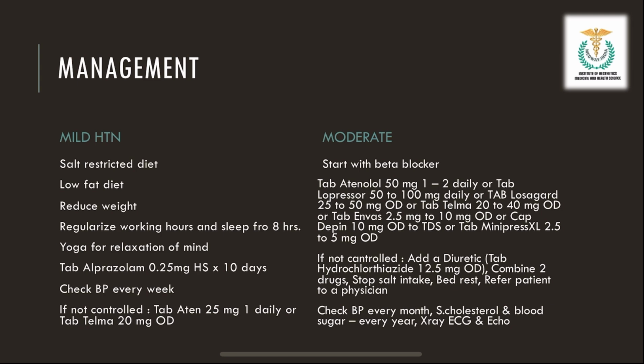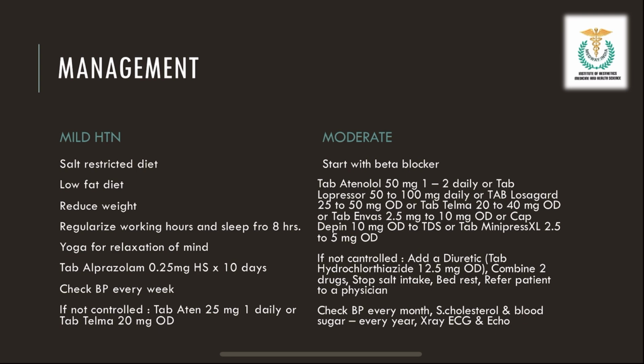You can prescribe tab alprazolam 0.25 mg HS for 10 days, and also advise them to check their BP every week. If not controlled, then you can advise tab Atenolol 25 mg one daily, or tab Telma 20 mg OD, that is telmisartan. So this is what you can prescribe to manage the mild hypertension cases.